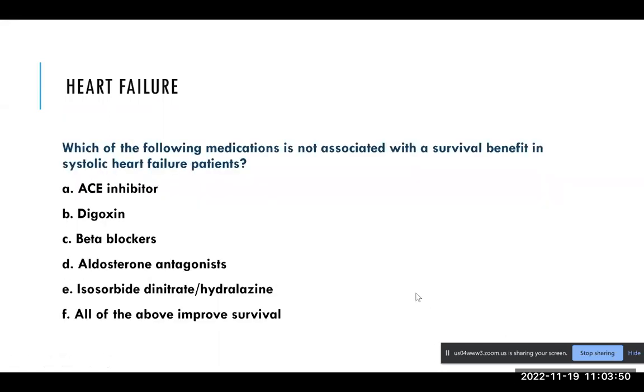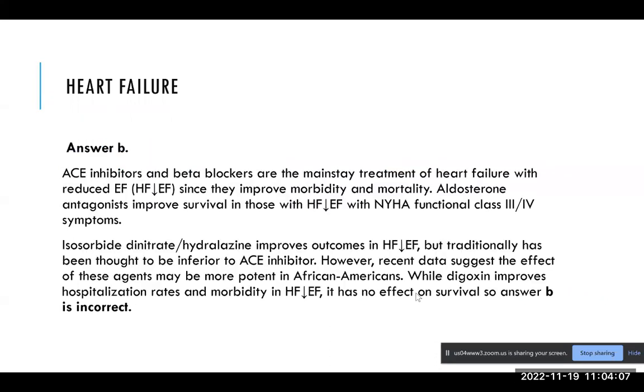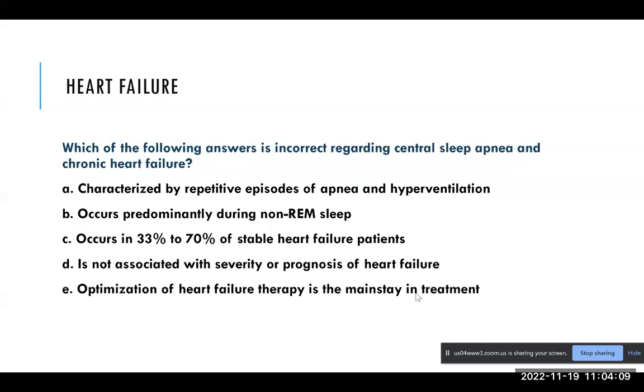Which of the following medications is not associated with survival benefit in systolic heart failure patients? B. Excellent. So all of you know this. Good. Which of the following answers is incorrect regarding central sleep apnea and chronic heart failure? These are kinds of difficult questions, but you might have one of these in the boards.